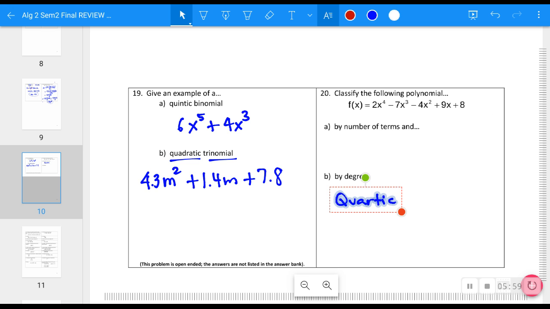That's classifying it by degree. And we're supposed to classify it by number of terms. 1, 2, 3, 4, 5 terms. So this is a polynomial with 5 terms. Now that format you use anytime there's 4 or more terms. If there's less than that, the words are monomial, binomial, and trinomial.